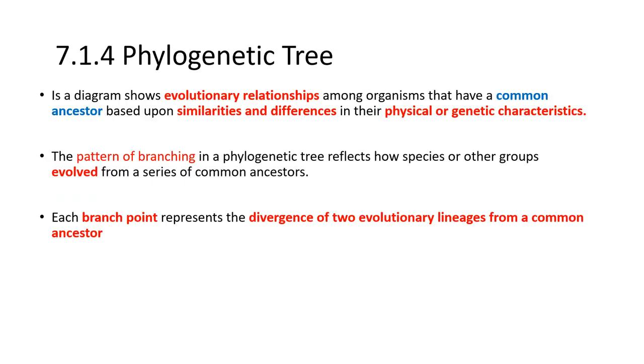Okay, so the next subtopic is on phylogenetic trees. It is a diagram that shows evolutionary relationships amongst organisms that have common ancestors, based upon similarities and differences in their physical or genetic characteristics. The patterns of branching in the phylogenetic tree reflect how species or other groups evolve from a series of common ancestors. Each branch point represents the divergence of two evolutionary lineages from a common ancestor.